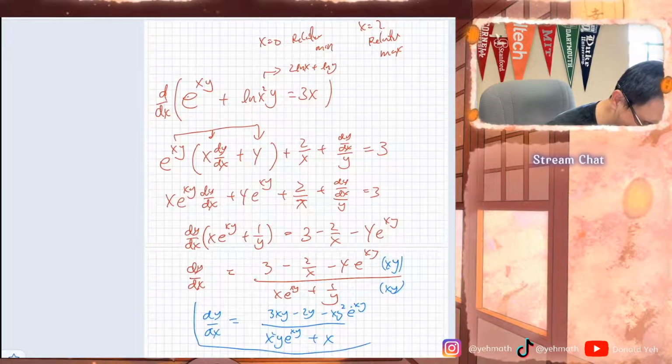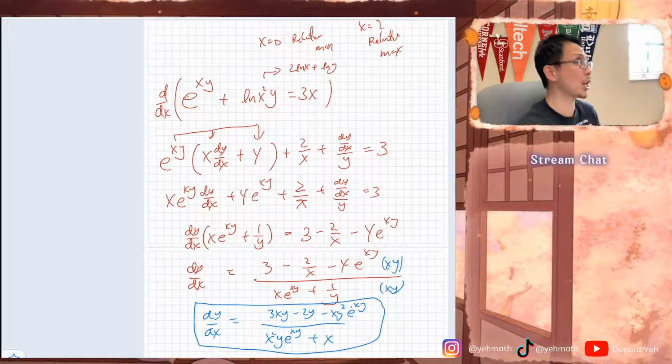Now this one is more complicated than last time because this time there is a chain rule of e to the xy.